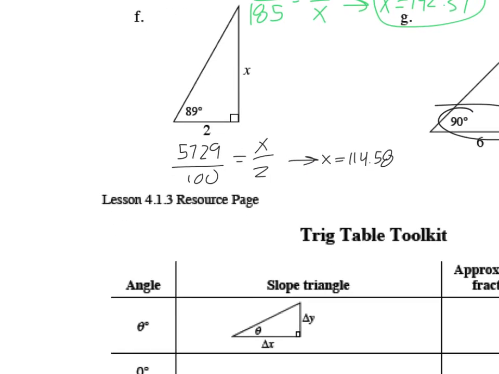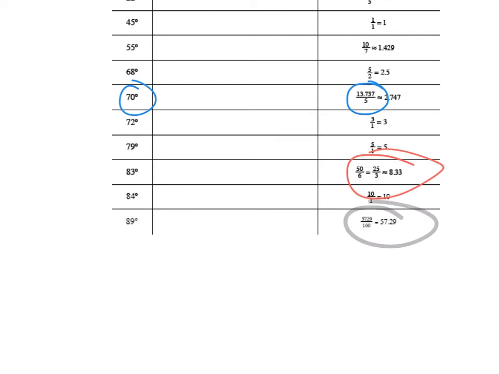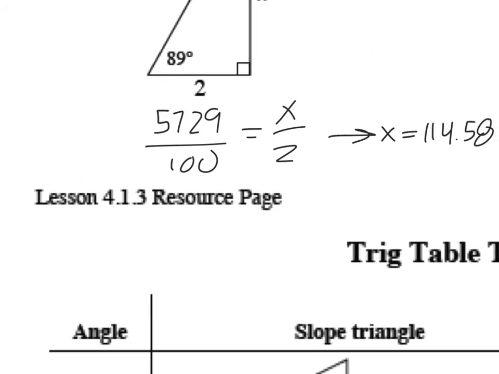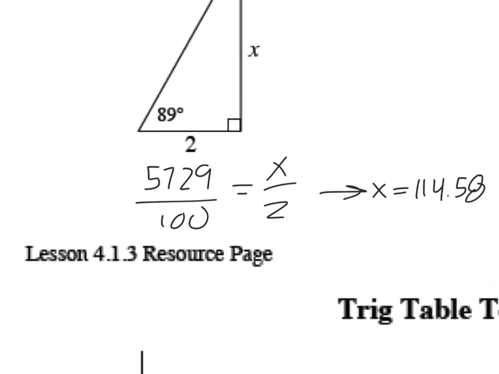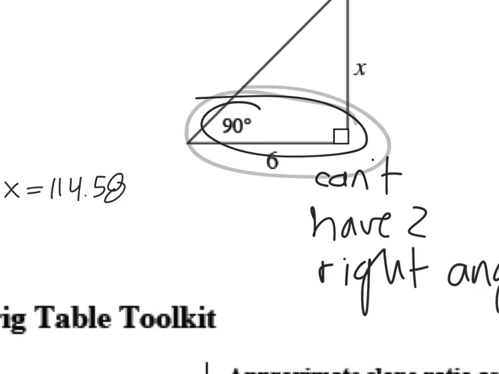On letter F, an 89-degree slope angle. Well, that ratio right here is 5,200 over 729 over 100. And so I set that equal to x over 2, solve for x, and I got 114.58. And in this triangle right here, that's not possible as well.